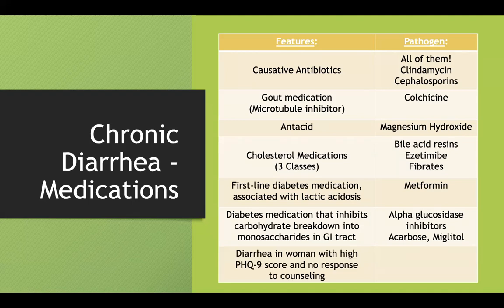And finally, if you have diarrhea in a woman who has a high PHQ-9 score, has tried counseling and that didn't work, so you can give her an antidepressant. And so SSRIs, very, very commonly associated with a wide variety of GI side effects.